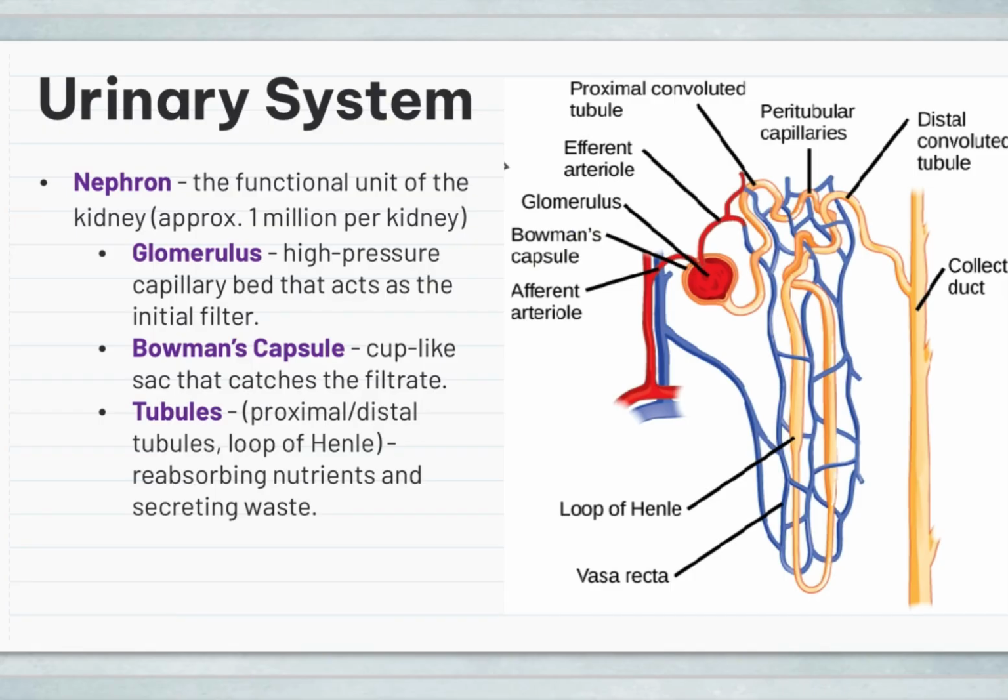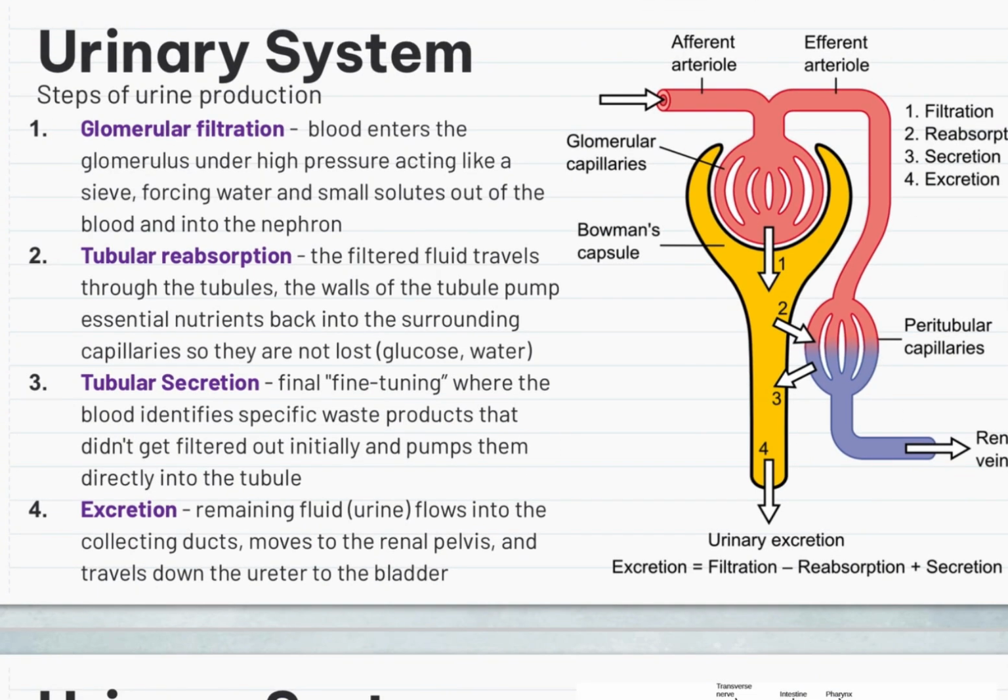The glomerulus, I'm butchering that, but we're going to go with it, is a high pressure capillary bed that acts as the initial filter. Bowman's capsule is the cup-like sac that catches the filtrate, and the tubules are where the reabsorbing process happens, where we retake the nutrients and secrete waste. Glomerular filtration is where the blood enters the glomerulus under high pressure, acting like a sieve, forcing water and small solutes out of the blood into the nephron.